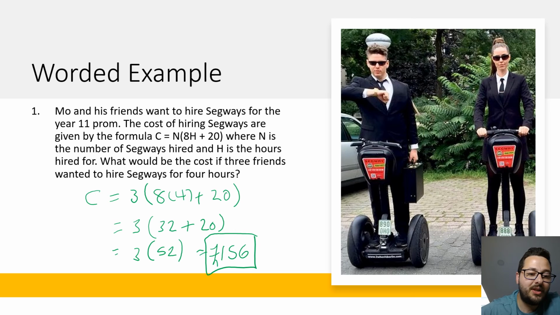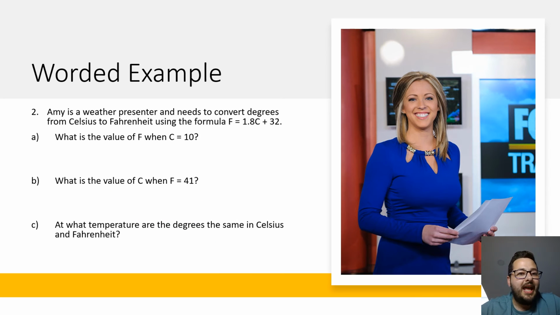Okay, and then the final question. Amy is a weather presenter and needs to convert degrees from Celsius to Fahrenheit using the formula F equals 1.8C plus 32. Part A says, what is the value of F when C is 10? So let's do that one then.